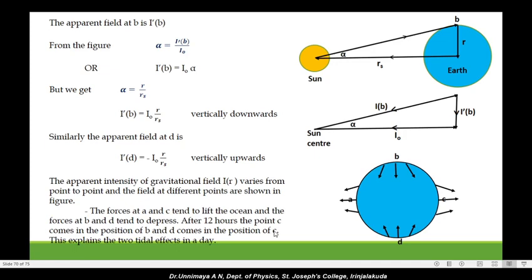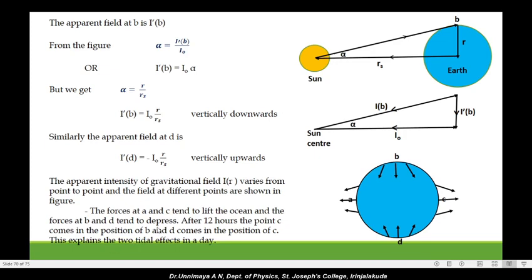position of C. Next 12 hours കഴിയുമ്പോൾ C യുടെ പൊസിഷൻ ഇവിടെ നിന്നും എവിടേക്കെത്തും? C യുടെ പൊസിഷൻ ഇവിടെ നിന്നും A യിലേക്ക് എത്തും. D യുടെ പൊസിഷൻ ഇവിടെ നിന്നും ഇവിടേക്ക് എത്തും. അങ്ങനെ ഓരോ 12 hours ആ പോയിന്റ്സ് ചേഞ്ച് ചെയ്തുകൊണ്ടിരിക്കും. Okay, this explains the two tidal effects in a day. ഓരോ 12 hours പൊസിഷൻ ചേഞ്ച് ചെയ്തുകൊണ്ടിരിക്കുന്നുണ്ട്. അങ്ങനെ ഒരു ദിവസം എത്ര പ്രാവശ്യം വരും? 2 പ്രാവശ്യം വരാം.